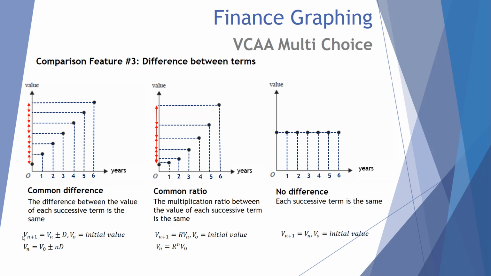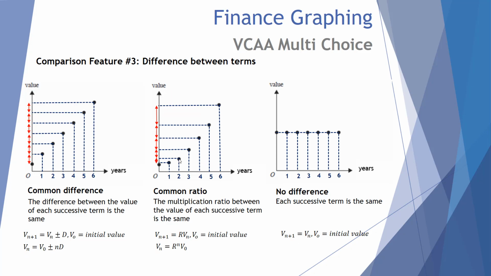This equation provides the recurrence relation, which states that the next term can be calculated from the current term by adding or subtracting a common difference. And of course, you've got V0, the initial value. So you can see here there is a common difference between every term. And the equation below it allows you to calculate the future value for the nth term.